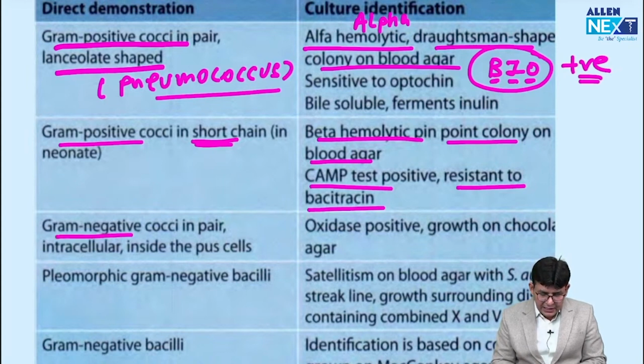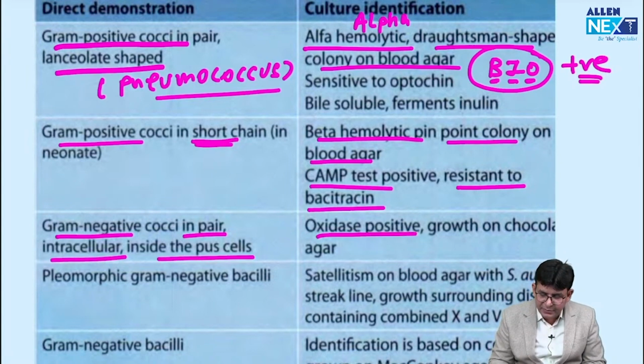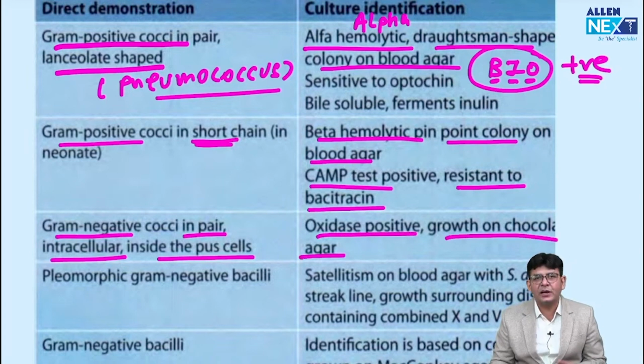Now talking about this, a gram-negative cocci in pairs, it is in pairs, intracellular, inside the pus cells also it is observed. It is oxidase positive and loves to grow on chocolate agar.